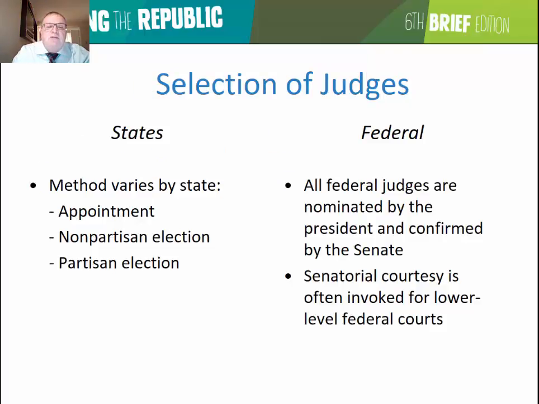The selection of judges methods vary. You can appoint, you can elect without a party label, nonpartisan, or elect with a party label. Some states have even used a ranking system or some type of merit system, I think it's called. Federal judges are all nominated by the president and confirmed by the Senate, and senatorial courtesy is used. I covered that in a previous point. So again, in the state of Ohio, a federal appointee, Rob Portman, would now be involved since Donald Trump.